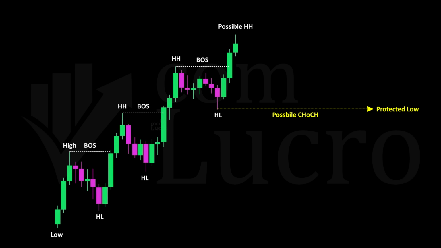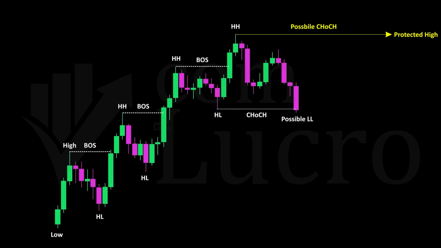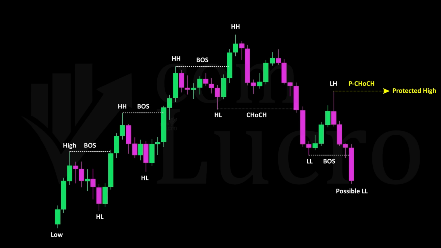But what happens when price fails to create a new high and eventually breaks below the previous swing low? This type of behavior suggests that buyers are losing control and that strong selling pressure is beginning to enter the market. This transition in market behavior is known as a change of character, and it often acts as an early warning sign of a possible reversal.